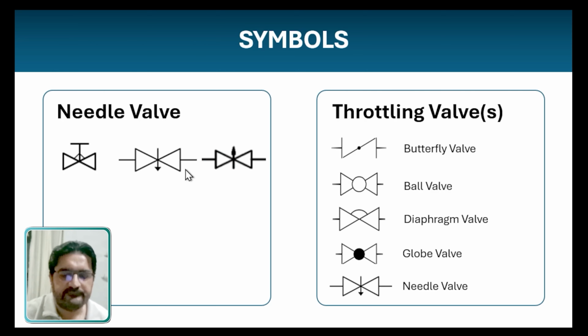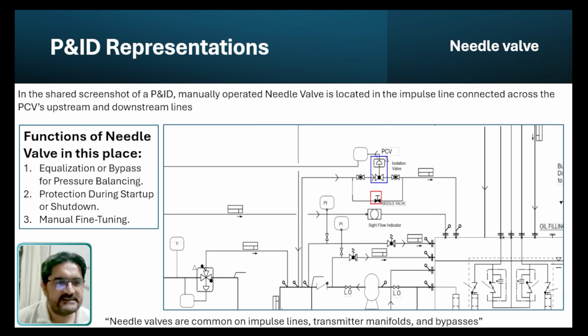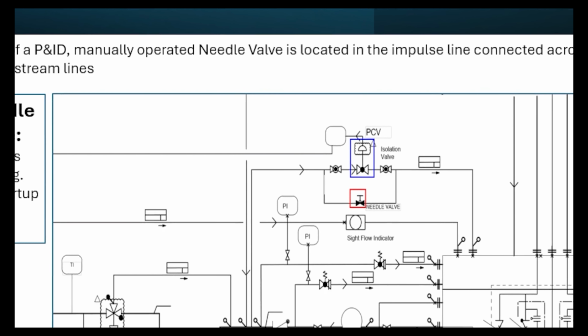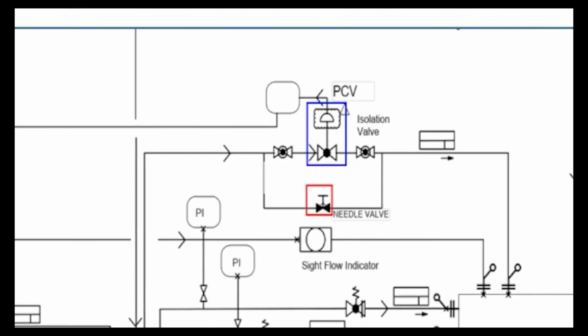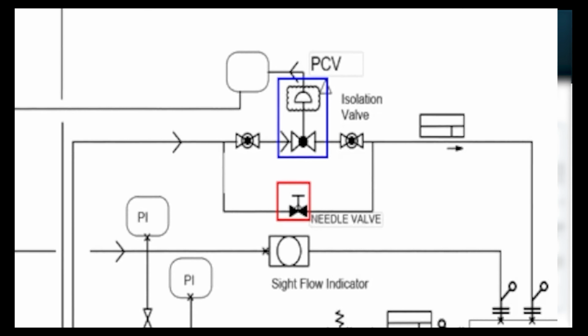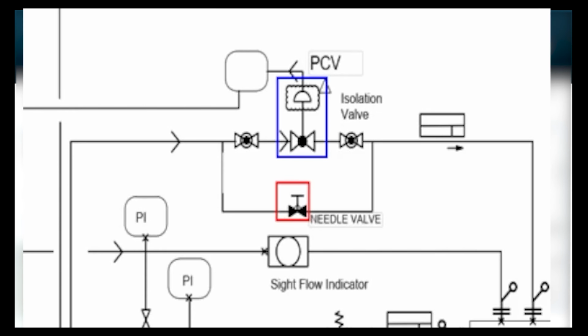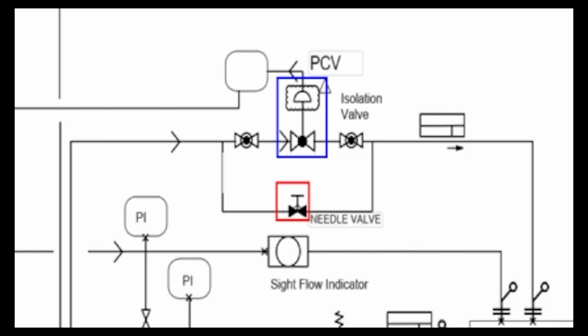Okay. Now let's see the actual representation of a needle valve and a throttling valve. In this, we are going to consider a pressure control valve as an example of a throttling valve on the P&ID. Now here you can see that a pressure control valve, which is abbreviated as PCV, is installed on the main fluid line. The valve controls how much fluid flows through the pipeline and keeps the pressure steady.